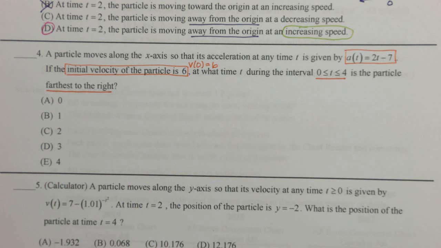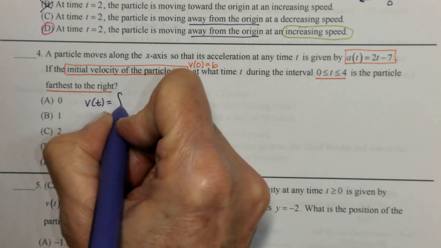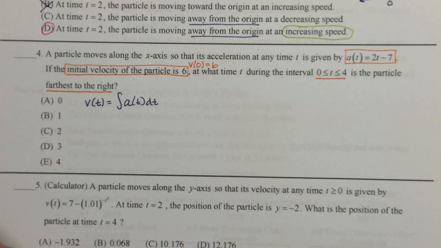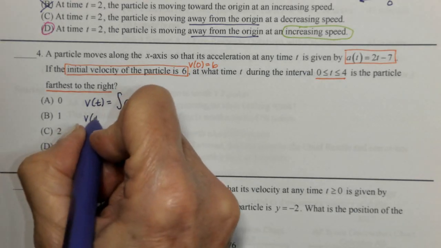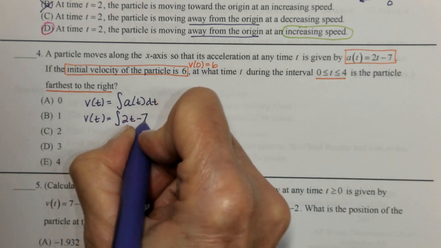Okay, I'm thinking we need to get an equation for velocity. How do we get velocity if they give us acceleration? Well, we integrate acceleration to get velocity, because the derivative of velocity is acceleration. So that's what we're going to need to do. So acceleration is 2t minus 7.